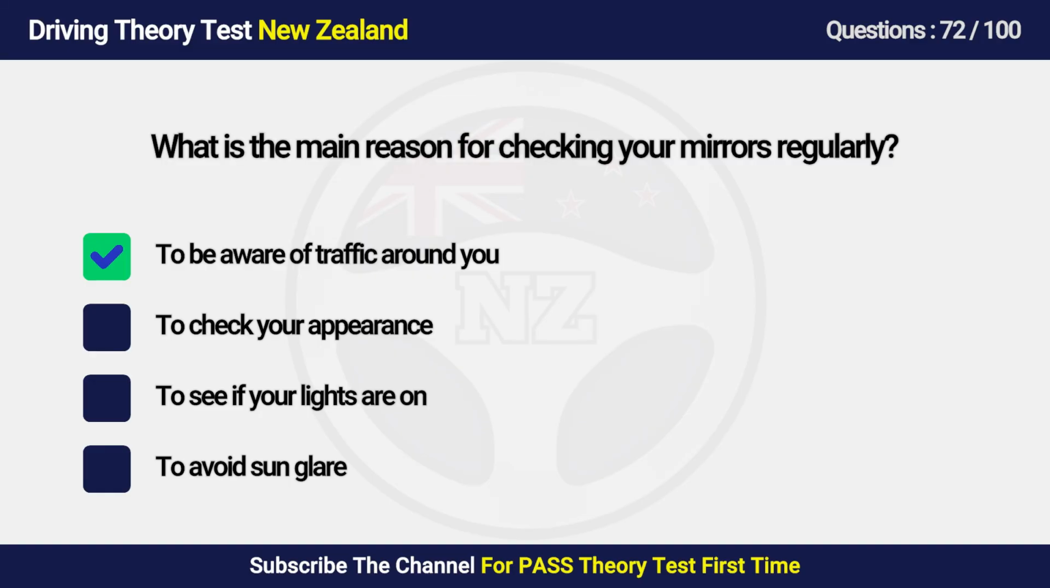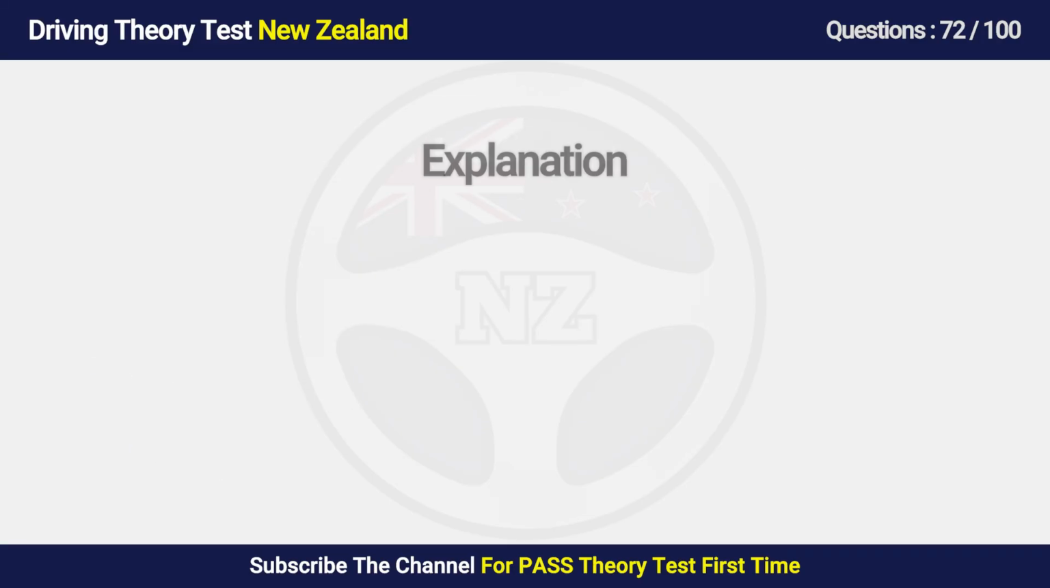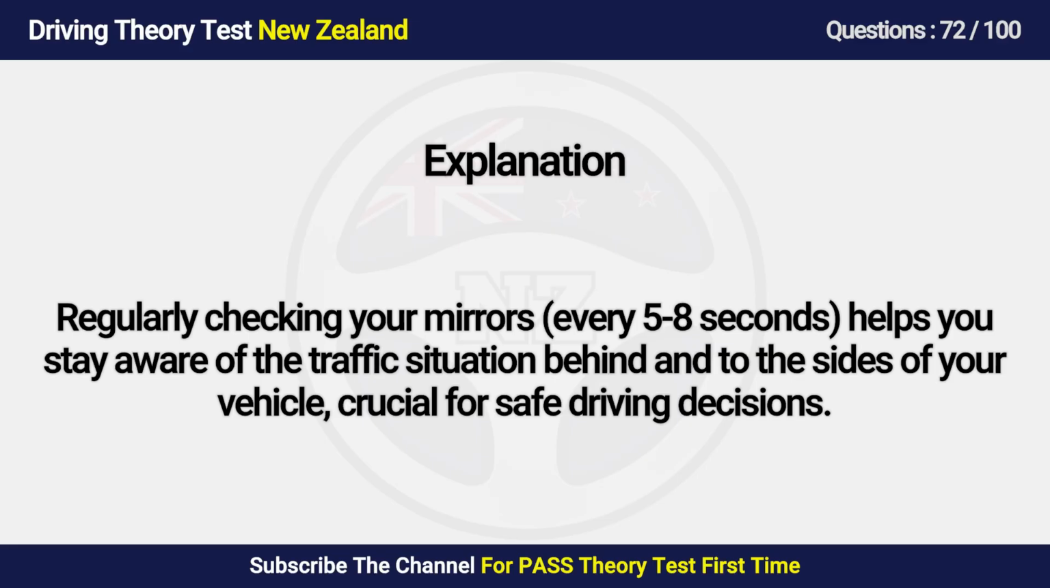Answer is A, to be aware of traffic around you. Regularly checking your mirrors every few seconds helps you stay aware of the traffic situation behind and to the sides of your vehicle, crucial for safe driving decisions.